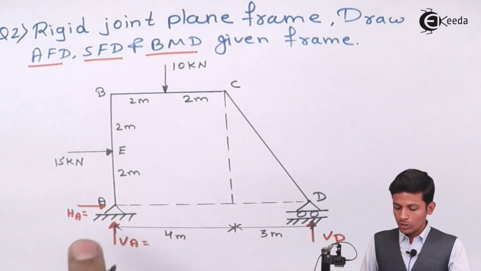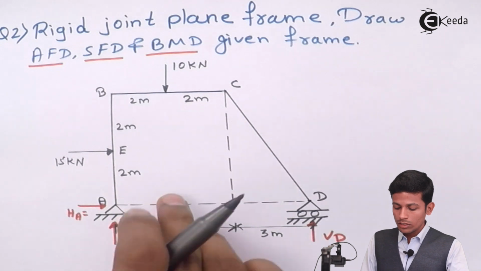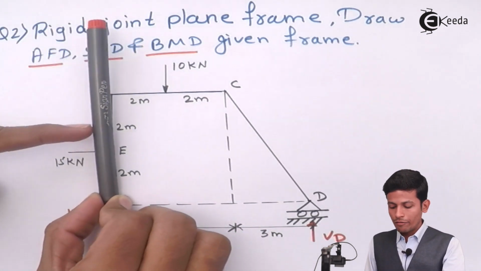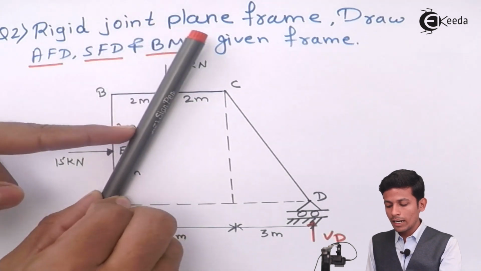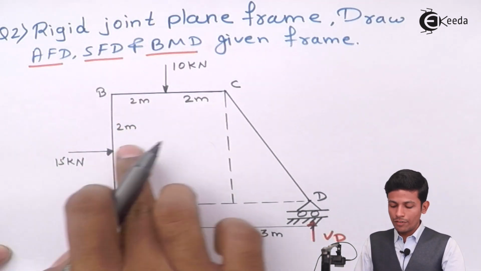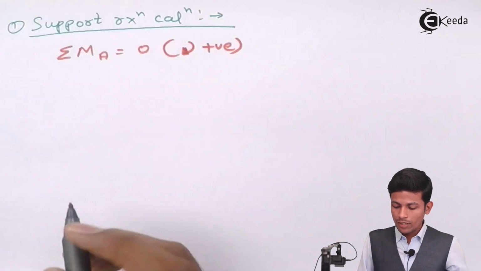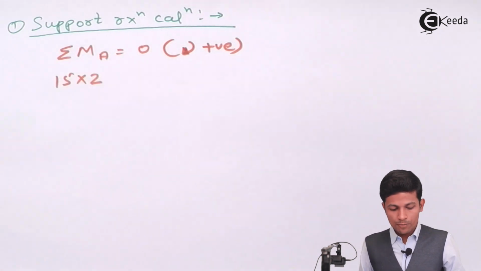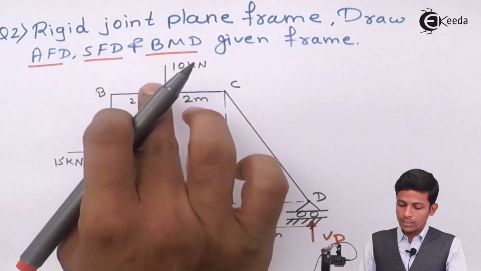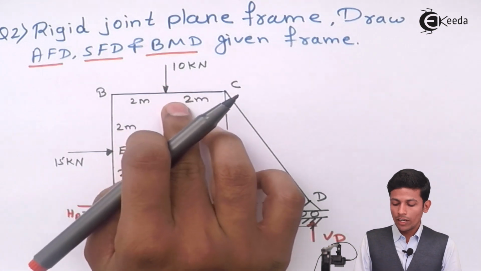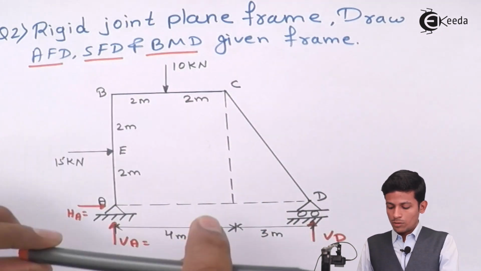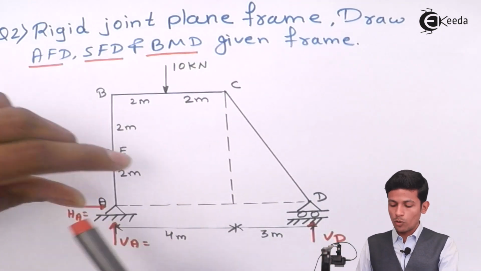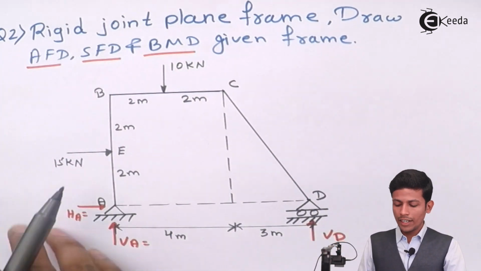Now how will you do this? See, this is 15 into 2. Put a rod over here at A, fix it at A and apply the 15 kilonewton like this. This rod will bend clockwise, so it will be 15 into 2 plus. After that, see this point load of 10 kilonewton: put a rod over here and apply 10 kilonewton. This will also move in the clockwise direction, so we'll take 10 into this distance.